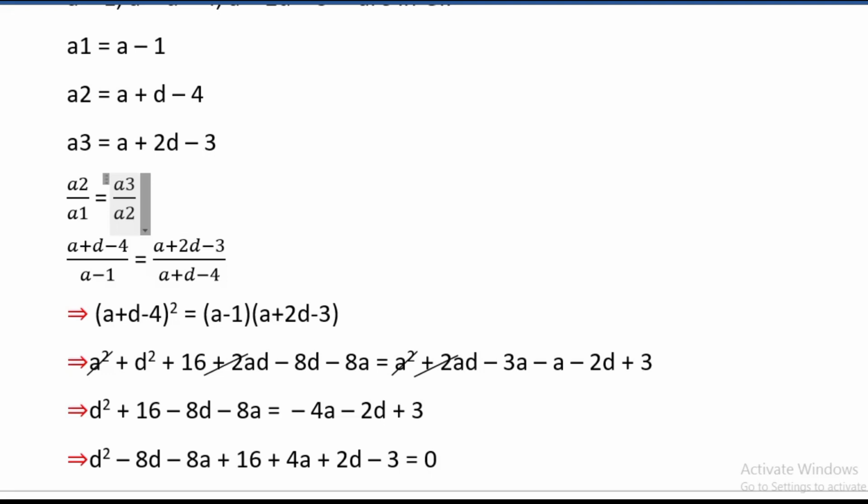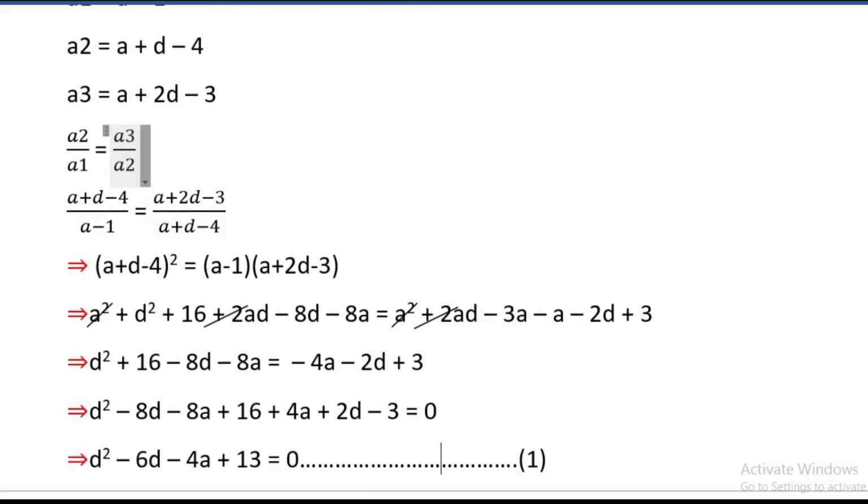Take minus 4a from the right hand side to the left hand side, the sign will be positive, plus 4a. Take minus 2d from the right hand side to the left hand side, positive 2d, and minus 3 is equal to 0. So d square minus 8d plus 2d is equal to minus 6d, minus 8a plus 4a is equal to minus 4a, plus 16 minus 3 is plus 13, equal to 0. That is equation number 1.